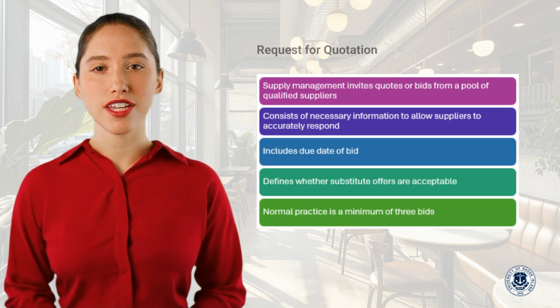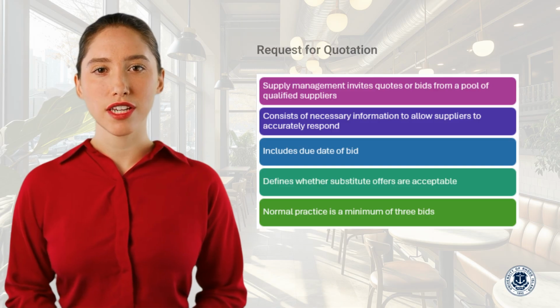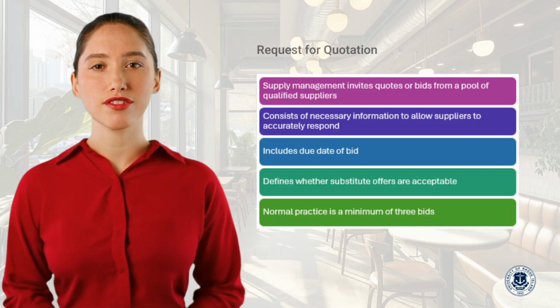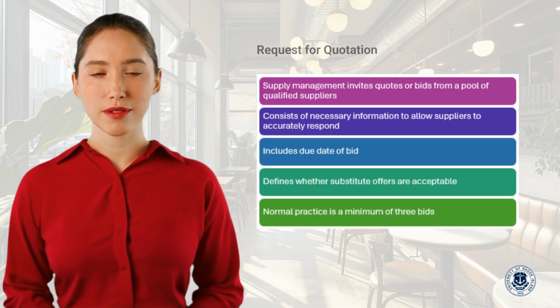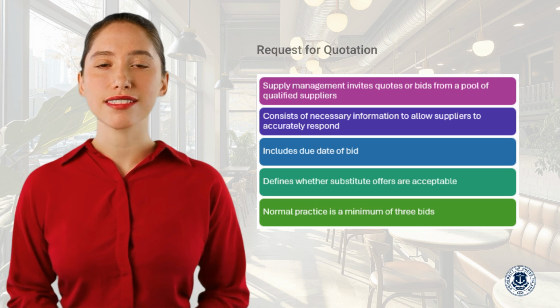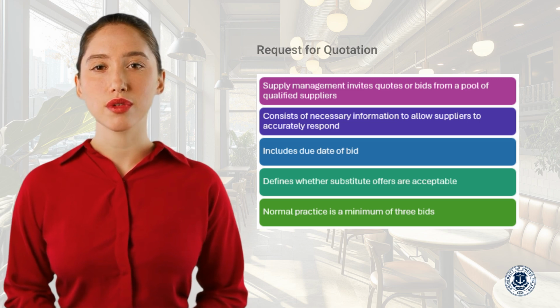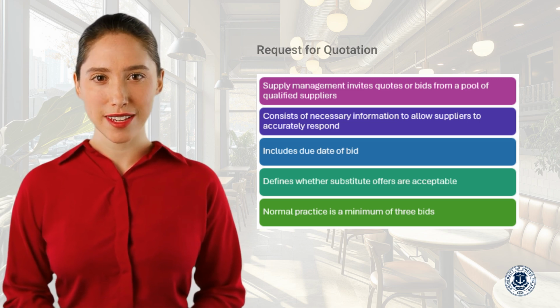An RFQ invites suppliers to quote pricing and terms. It must include all relevant information, including a clear due date and whether substitute offers are acceptable. The standard practice is soliciting at least 3 bids to ensure competitive pricing and transparency.